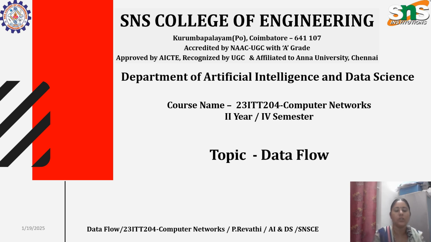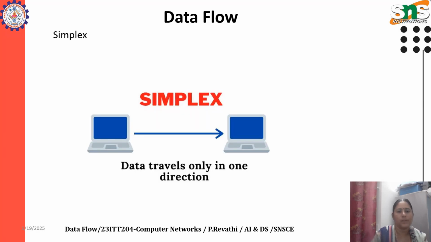Today we are going to discuss the topic about data flow. Devices can communicate with each other by sending and receiving data. The data can flow between the two devices in the following ways: simplex, half duplex, full duplex. There are three ways devices can communicate with each other.